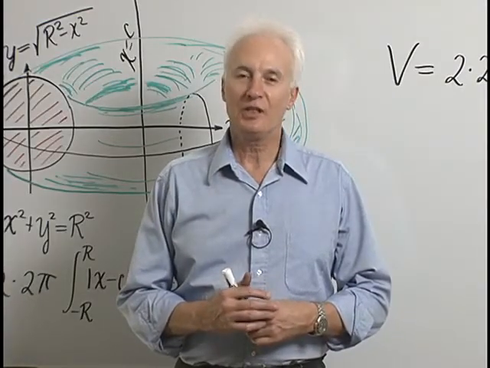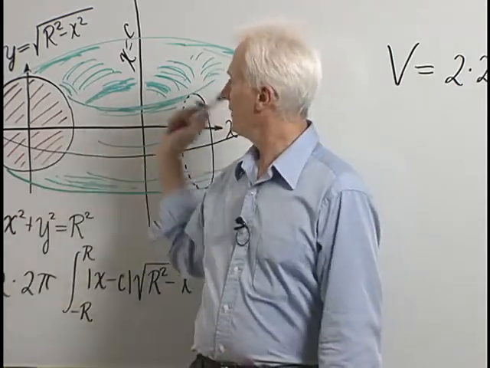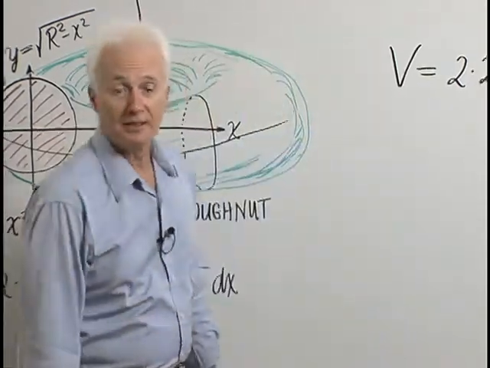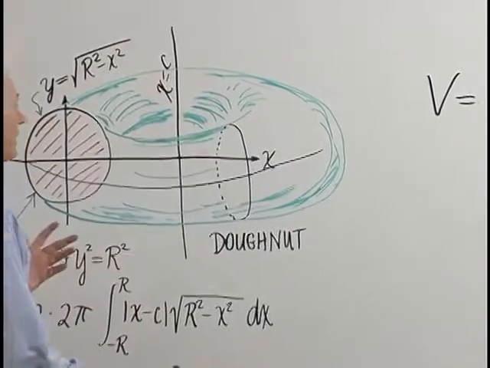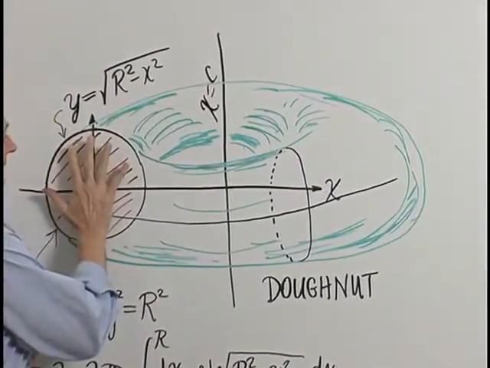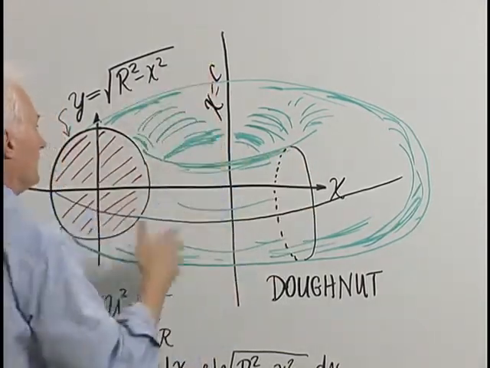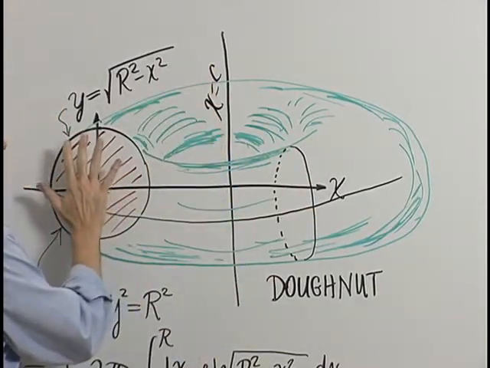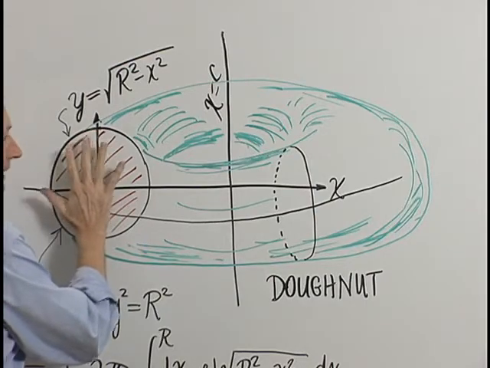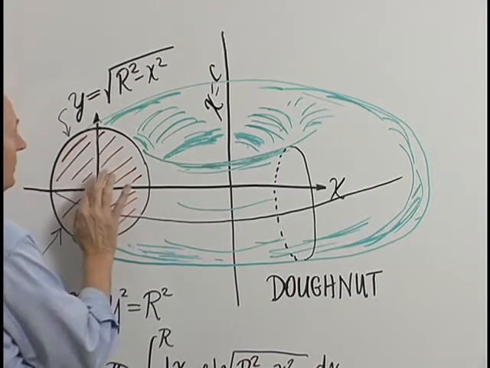Now let's use the shell method to find the volume of a donut. Here I'm standing in front of a big donut. Now let's look at it more closely. This donut is the result of revolving this region around the axis x equals c. And in order to make the equation of this disk simple that I'm going to revolve to sweep out the donut, I've centered the disk at the origin.